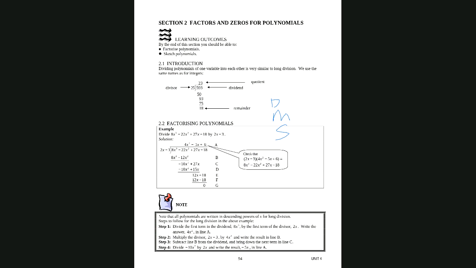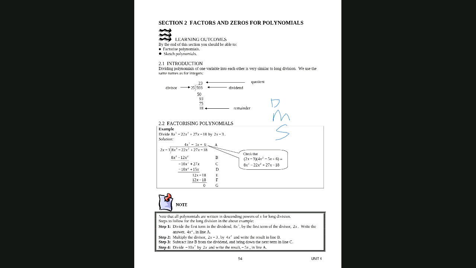Now, we can see that, so here, when we want to divide this polynomial, we take 2x, divide into 8x cubed. We get 4x squared. Then we multiply 4x squared by 2x squared minus 2. We write it here, we subtract.